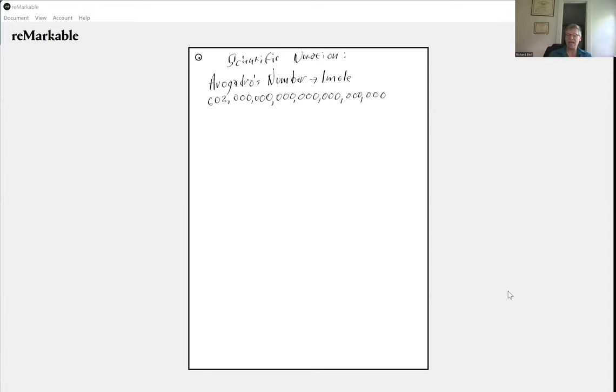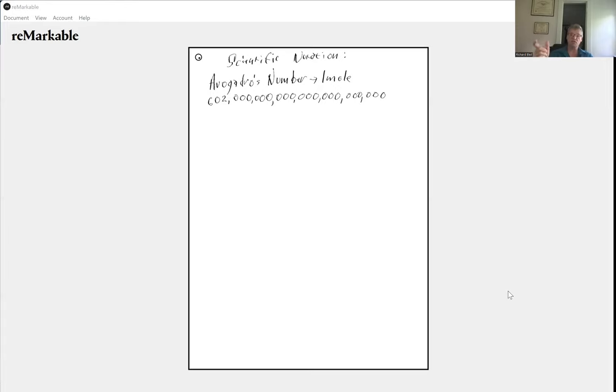Avogadro's number. We actually don't use it. You will use it in homework if you try the homework. The point of using it in homework is to cement in your mind that a mole is a number. What number? It's Avogadro's number. A mole is a number, just like a dozen is a number.